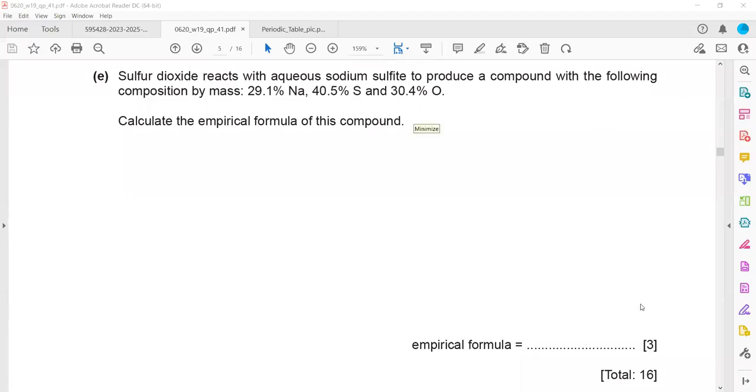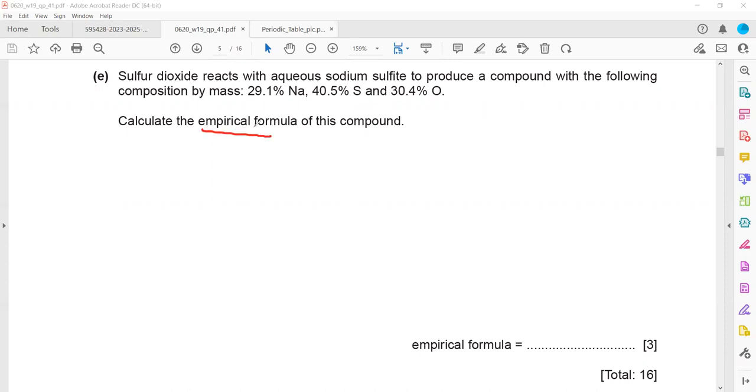So first, we'll solve the questions from October/November 2019, Paper 4, Variant 1. The selective topic is about empirical formula, molecular formula, and the mole. In the first question, sulfur dioxide reacts with sodium sulfide to produce a compound with the following composition: it contains 29.1% sodium, 40.5% sulfur, and the remainder is oxygen. So we have to find the empirical formula.